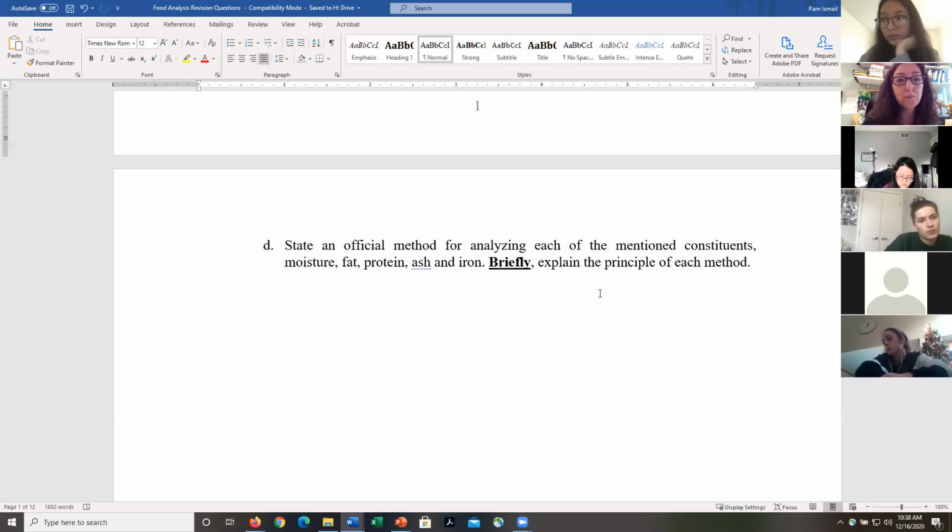Okay, so moisture: if you decide to use the vacuum oven, the sample is weighed and placed in the vacuum oven. Moisture then evaporates at low temperature, and then you take the weight after. The weight difference is the moisture content. So keep it as simple as you can think of, as long as you give the gist of the method, you give justice to the method.